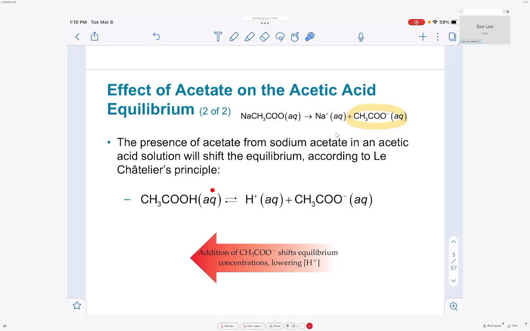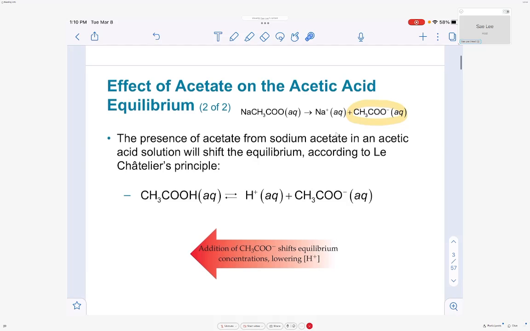The moment you mix acetic acid and sodium acetate together in a flask, sodium acetate will immediately dissociate in ionic forms. The sodium acetate will immediately become sodium cation and acetate anion, right? So that in the flask you will have acetic acid with increased concentration of acetate from the sodium acetate.